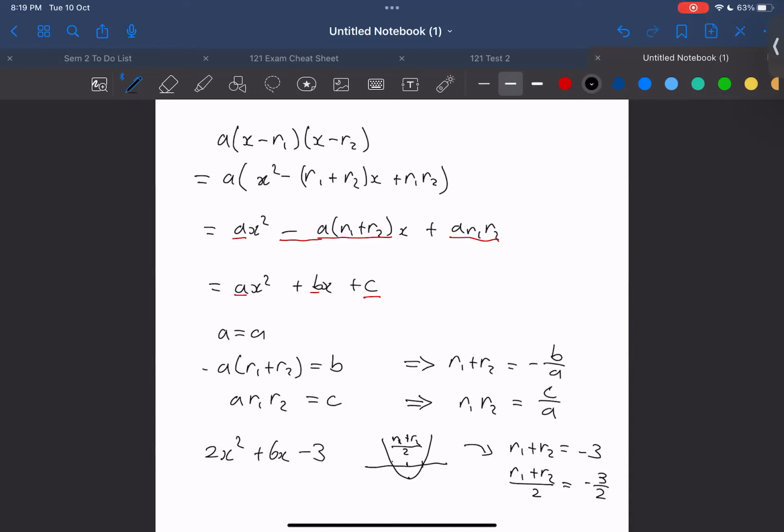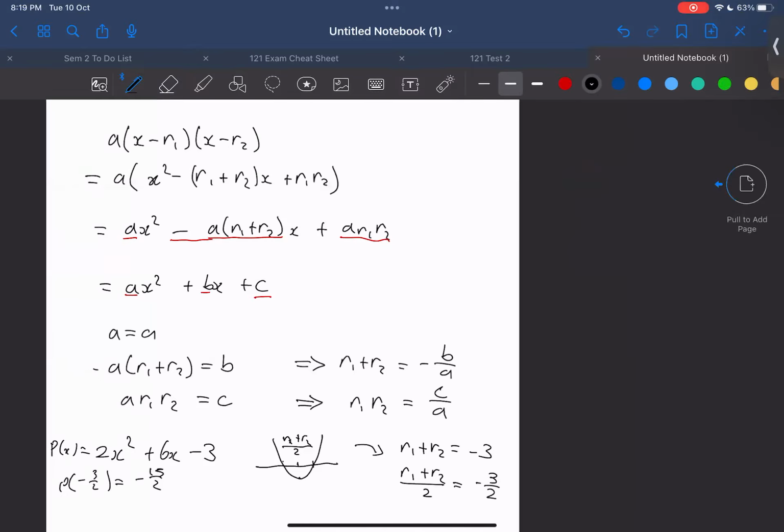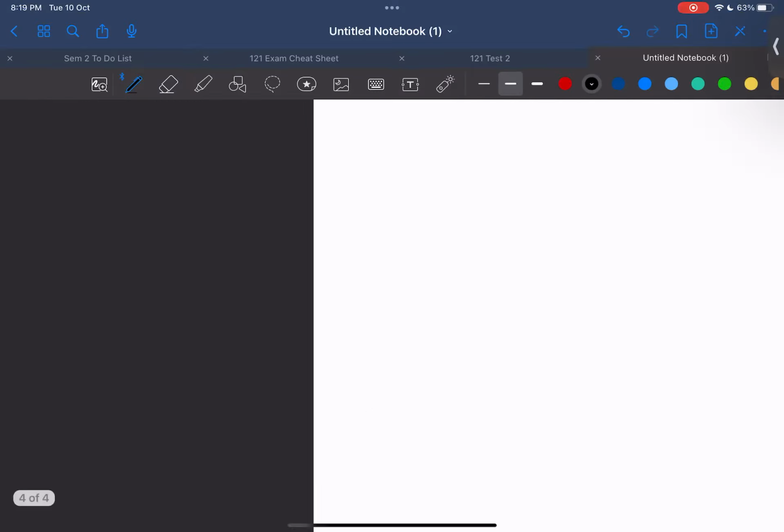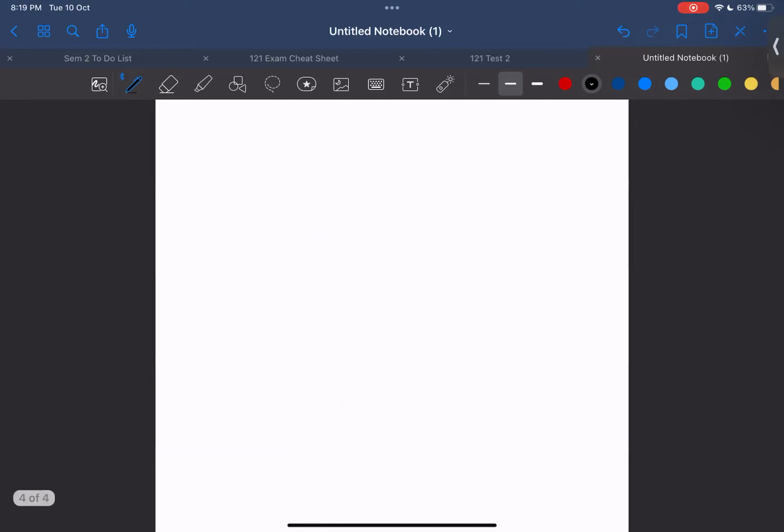So we know the minimum of this function occurs at -3/2. If you plug -3/2 into this polynomial here, you should get -15/2, which was the minimum we found. Okay, so that's Vieta's formulas for quadratics, but it extends for any nth degree polynomial.